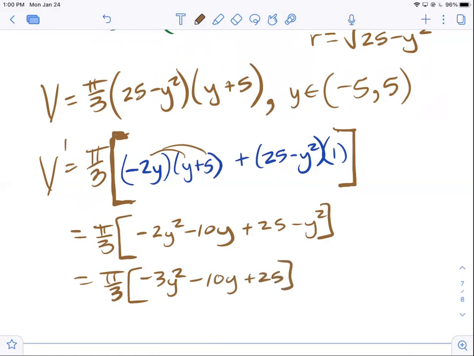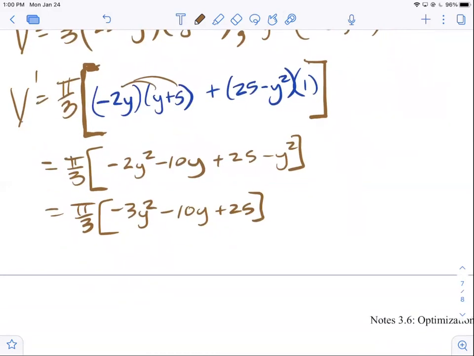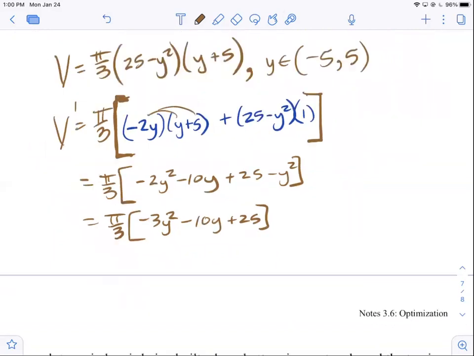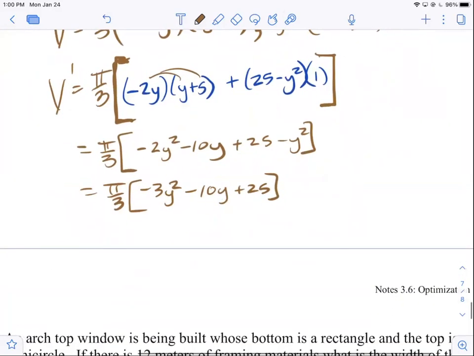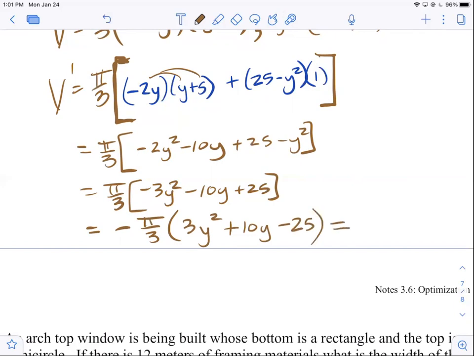All right, is that thing ever undefined? No, it's not. So I need to set it equal to 0, which means I'm going to need to try to factor it. I can't pull out a 3, right? Unless I make it a fraction. But I am going to pull out a negative just because it's a lot easier to factor with a positive leading coefficient. 3y squared plus 10y minus 25. And now we set it equal to 0.